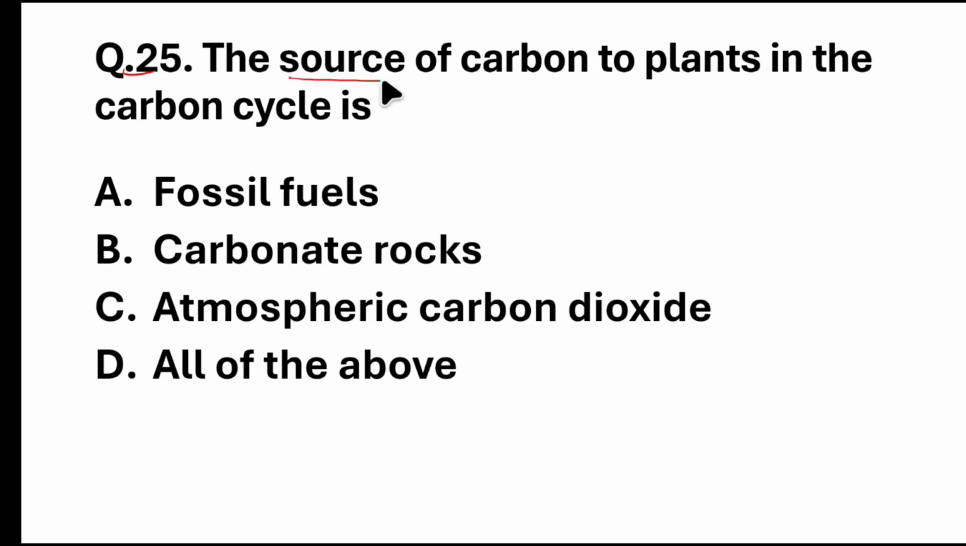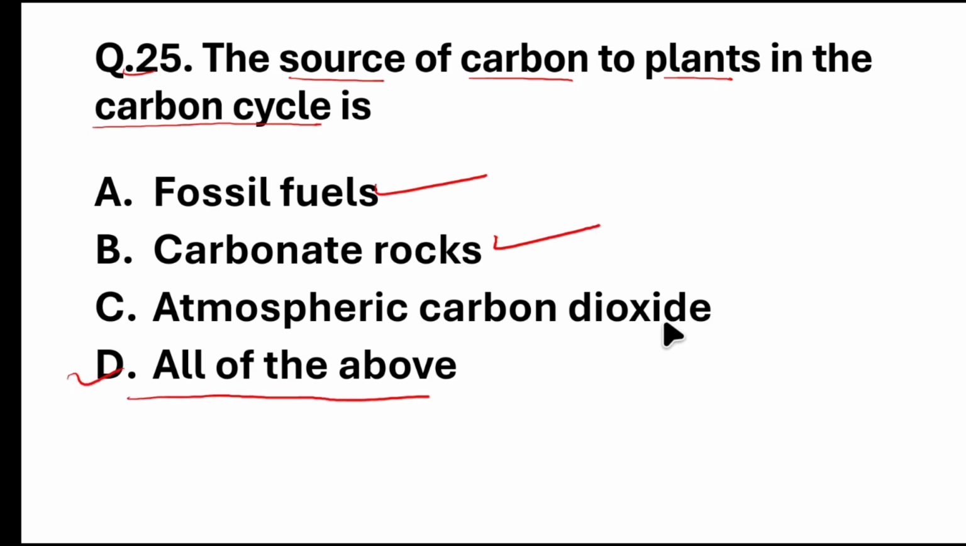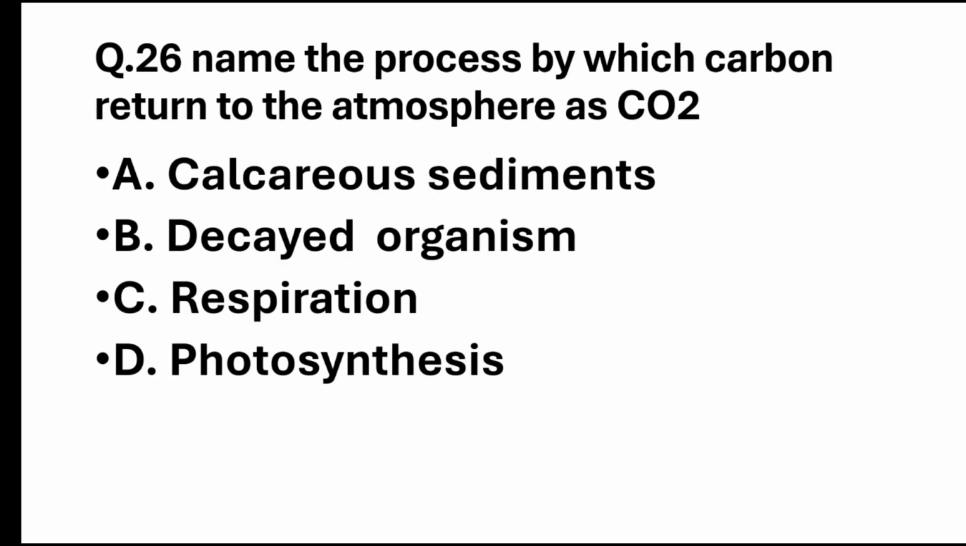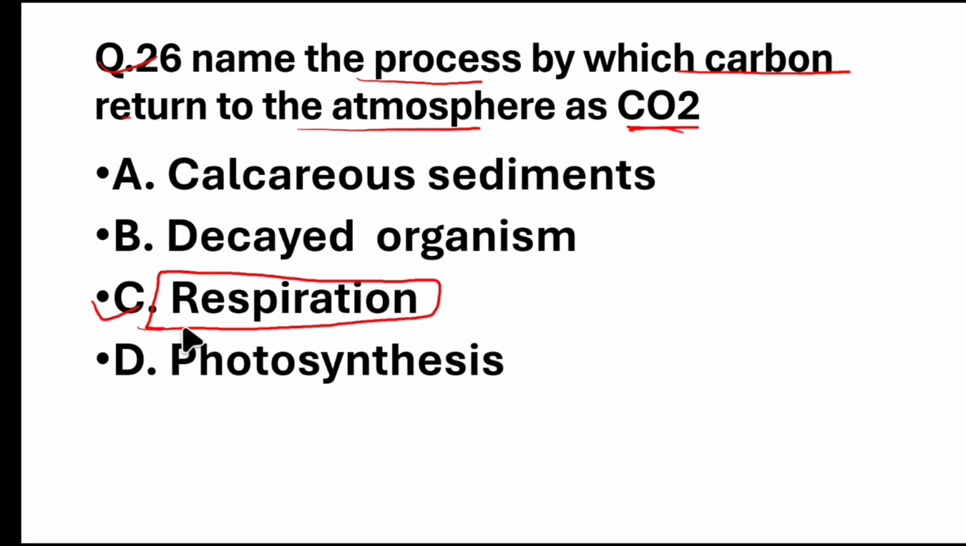25. The source of carbon to plants in the carbon cycle is. Answer option D. All of the above. Fossil fuel, carbonated rocks, atmospheric carbon dioxide are the source of carbon to plants in carbon cycles. Question number 26. Name the process by which carbon returns to the atmosphere as CO2. Answer option C. Respiration is the process in which carbon returns to the atmosphere as CO2.